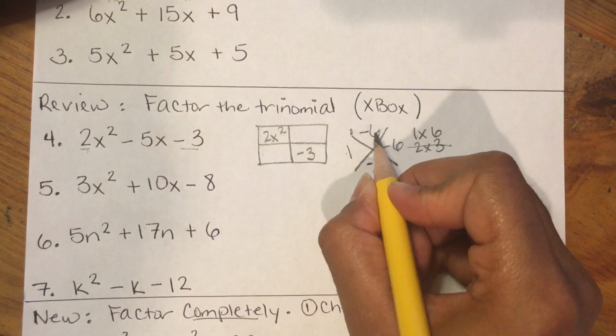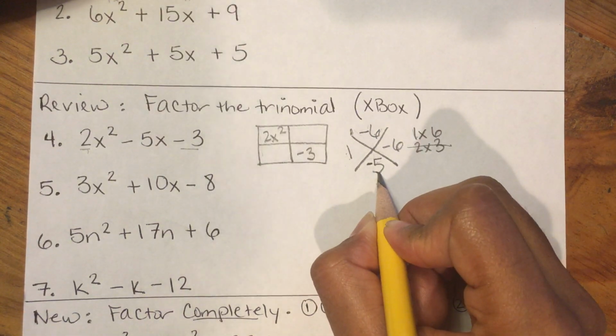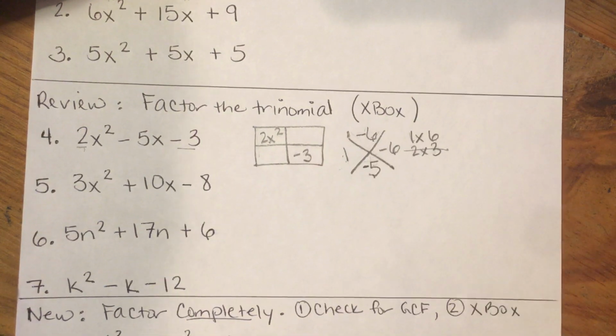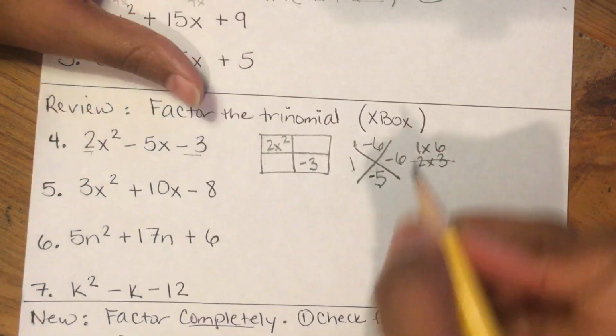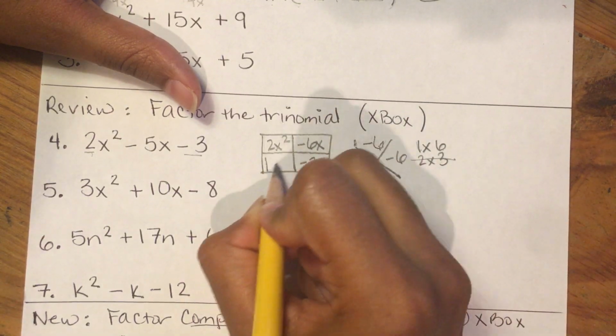1 times -6, yep. And 1 take away 6, yep. Okay, so we have the correct combination here. Go back, put them in here. So I've got a -6 with an x, don't forget your x's, and a 1 with an x.